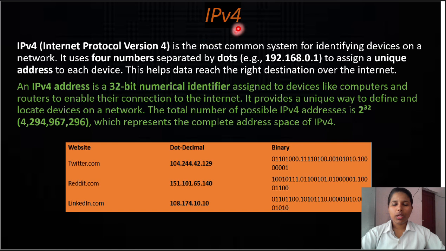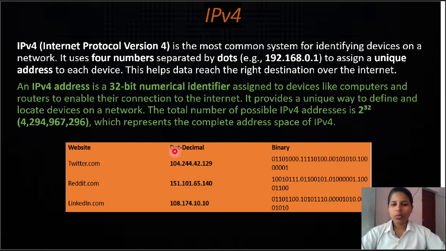Now let's see what IPv4 is. IPv4 is Internet Protocol version 4. IP means Internet Protocol as we discussed. V means version and the version number is 4. IPv4 is the most common system for identifying devices on the network. It uses 4 numbers separated by dots.